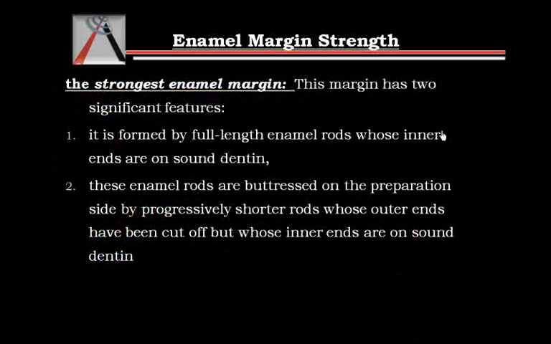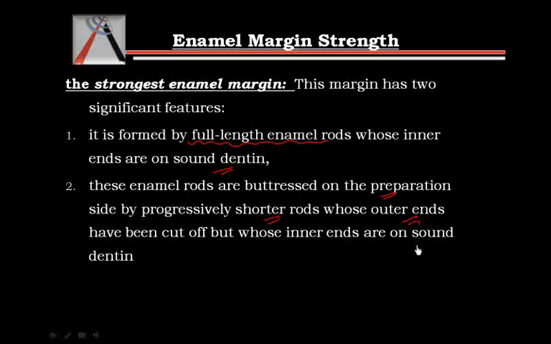Now whenever we have an external wall that contacts the external surface, here we have a margin of the enamel formed. Now this margin of the enamel has to be strong, and for it to be strong, it needs to have two significant features. It should be formed by full length enamel rods whose inner side are resting on the sound dentine, and on the preparation side, there should be shorter rods whose outer ends although have been cut, but the inner end are still on the sound dentine. So we don't want any rods whose inner end are damaged for us to make a strong enamel margin.